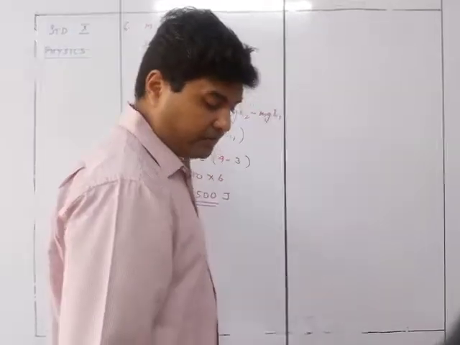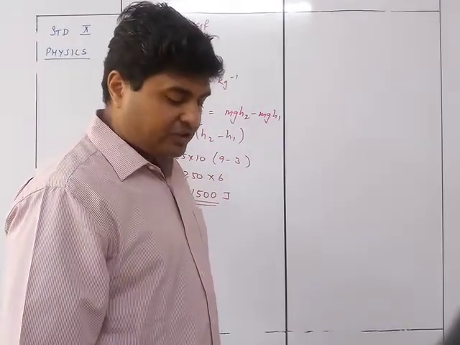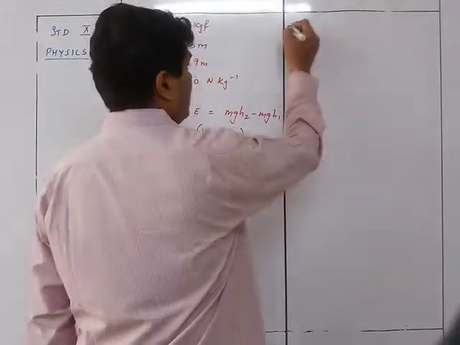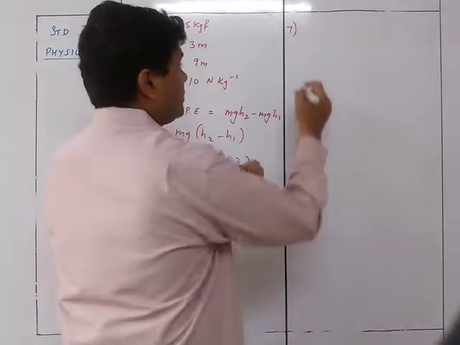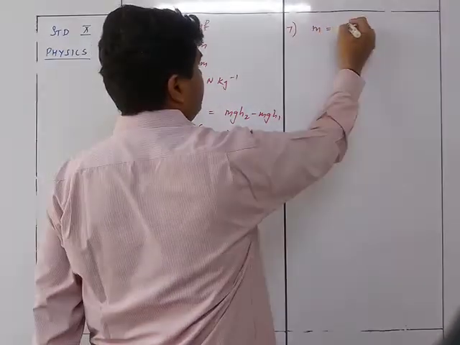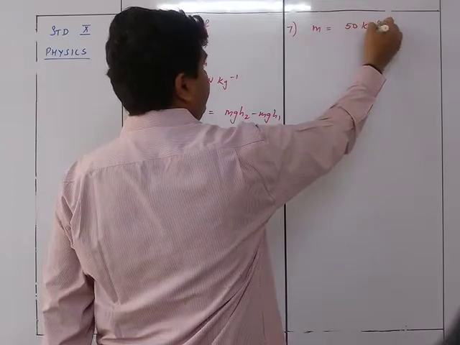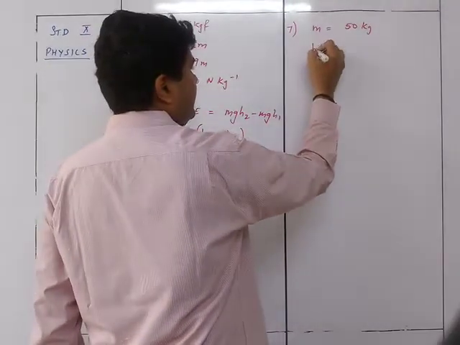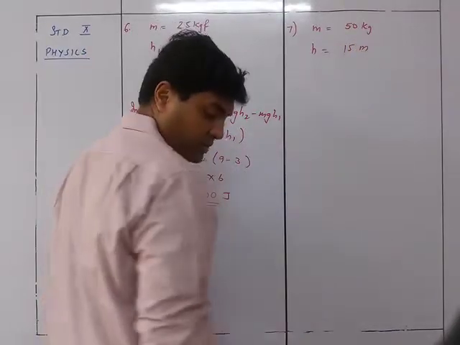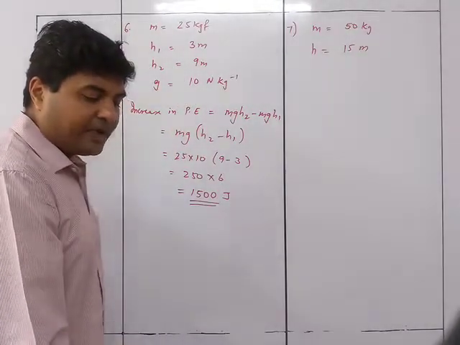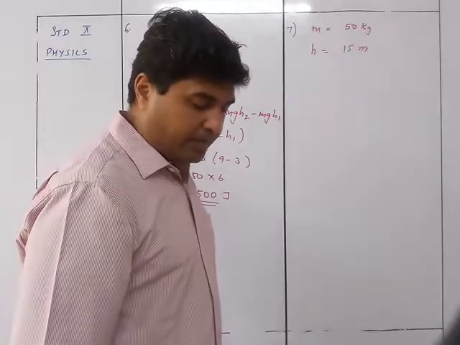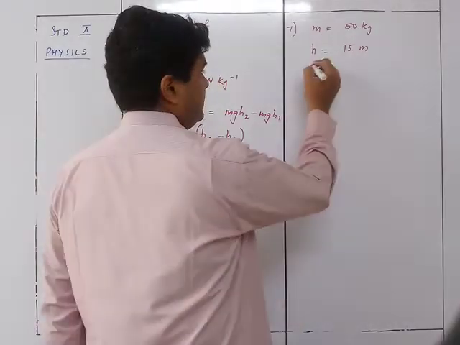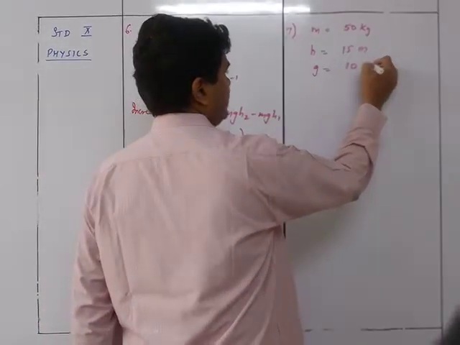Question number 7. A vessel containing 50 kg of water is placed at a height of 15 meters above the ground. So we have over here that the mass of the water is 50 kg, the F is not required, and the height is equal to 15 meters. Assuming the gravitational potential energy at the ground to be 0, what will be the potential energy of the water in the vessel? So that is just a simple question.